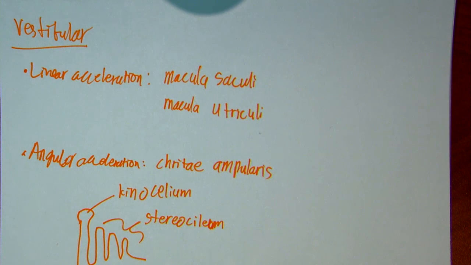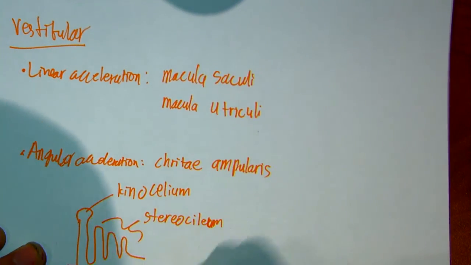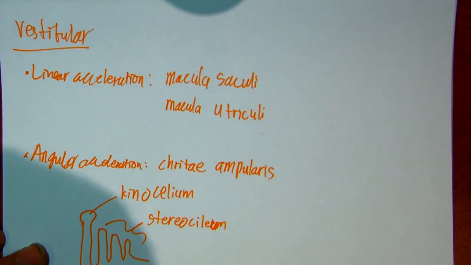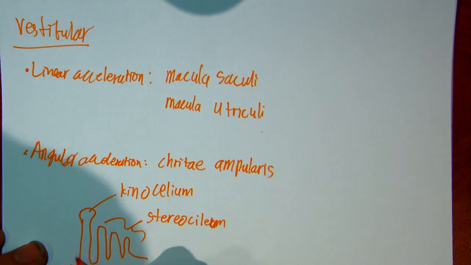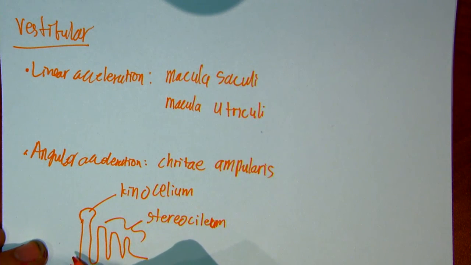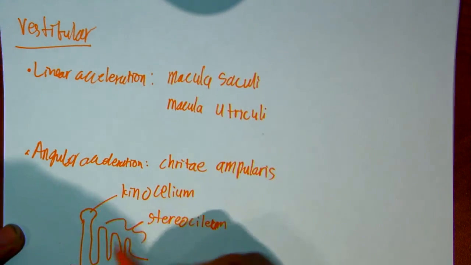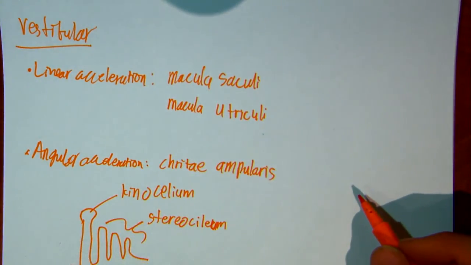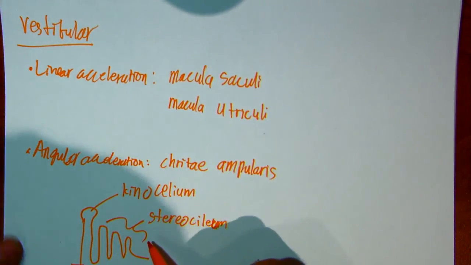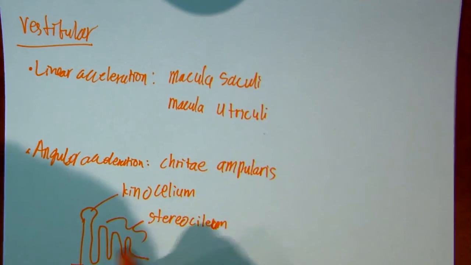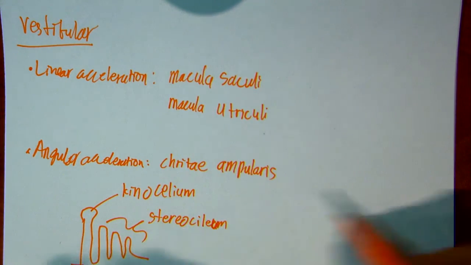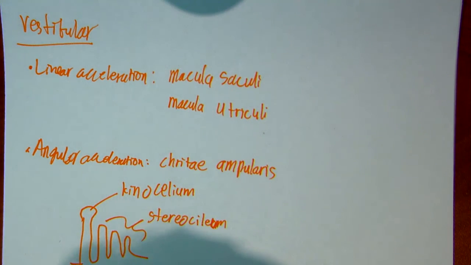We have depolarization of the vestibular portion of the vestibulocochlear nerve when the stereocilia come in contact with the kinocilium. So when you accelerate, the otolithic membrane, which is not that important, you guys don't need to know that, fluctuates and pushes the stereocilia up against the kinocilium. That's what causes depolarization.